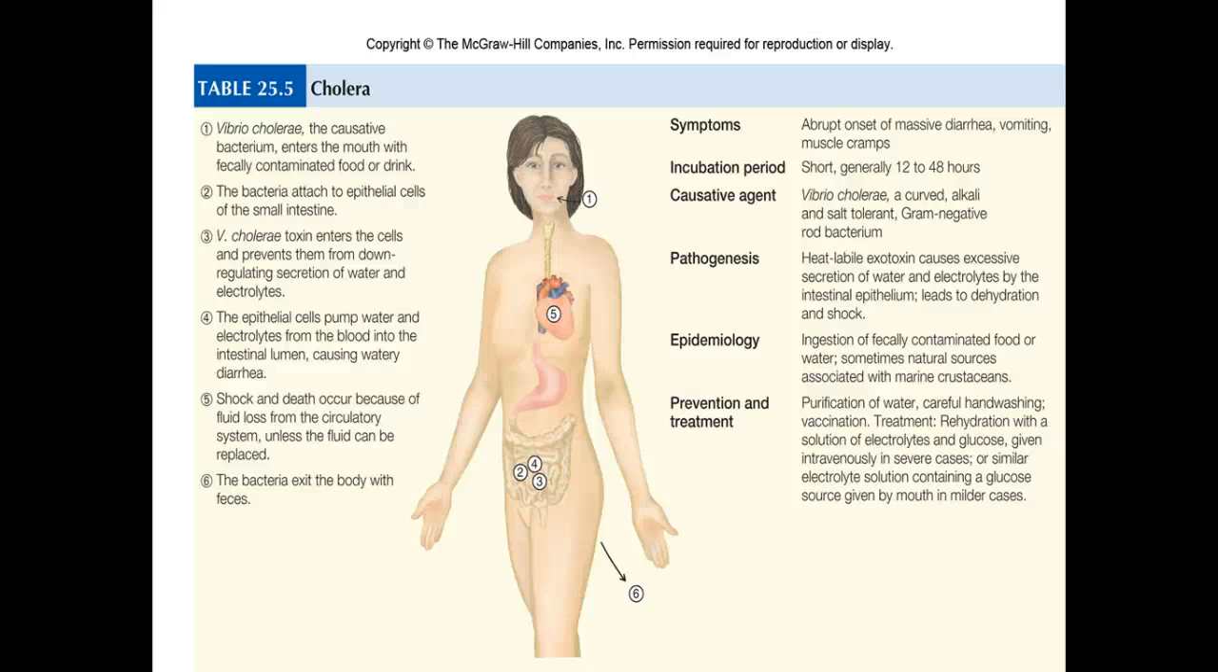Cholera typically is a problem in other parts of the world, not so much here. Again, think about this. Most of these things are fecal oral route. We do a really good job here in the United States of making sure we don't come in contact with fecal matter, and fecal matter isn't contaminating our food or waterways.